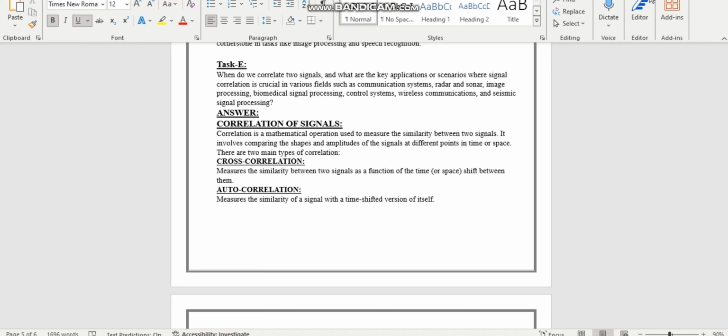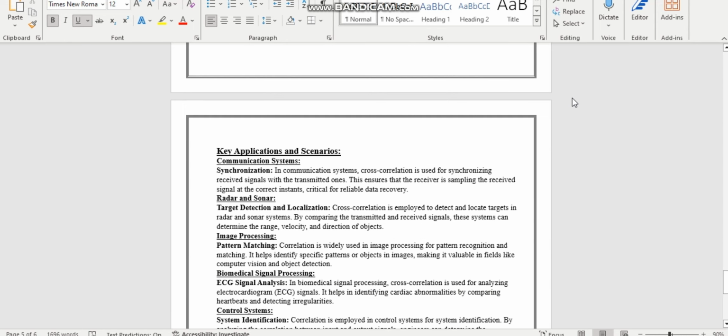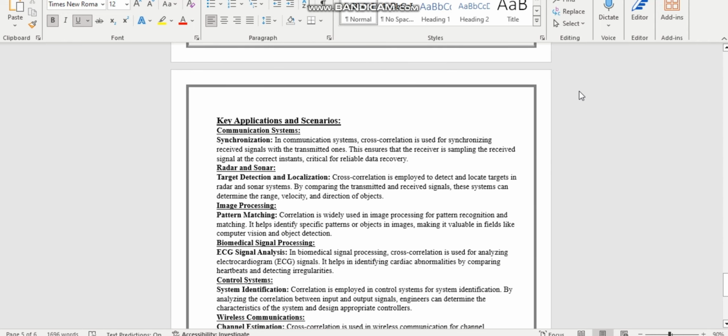Answer. Correlation of signals. Correlation is a mathematical operation used to measure the similarity between two signals. It involves comparing the shapes and amplitudes of the signals at different points in time or space. There are two main types of correlation. Cross correlation measures the similarity between two signals as a function of the time shift between them. Autocorrelation measures the similarity of a signal with a time shifted version of itself. Key applications and scenarios. Communication systems.